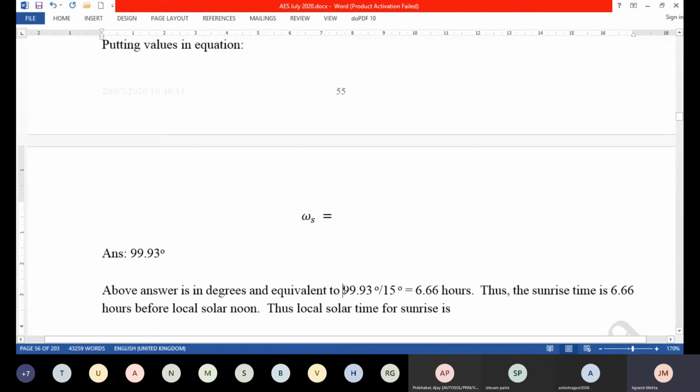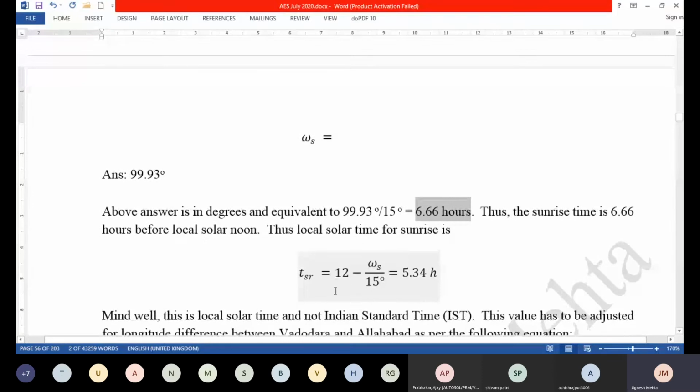So you can see this 99.93 divided by 15 degrees is 6.66 hours. So that is the day length on one side, and multiplied by 2 would give you the total day length, right? Or you can use this formula: TSR is 12 minus omega s upon 15 degrees. So that is the time of sunrise, right? So it is 5.34 hours, but this is solar time for your location, Vadodara. It's not Indian Standard Time.